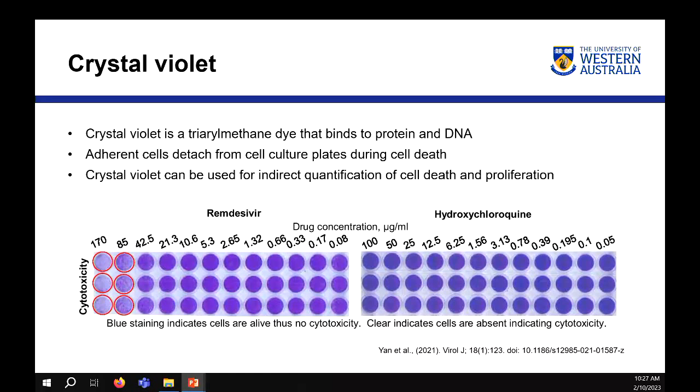So here you can see two drugs. This is from this paper by Yan et al., where they looked at cytotoxicity screening of remdesivir and hydroxychloroquine. And you can see that they used high to low drug concentrations. You can see that with remdesivir at high concentrations, there are hardly any cells, because if the cells are in the wells, then you see this deep purple color. With hydroxychloroquine, even at the highest, they only went up to 100 here, whereas they went up to 170 for remdesivir. You can see that there is no cytotoxicity.